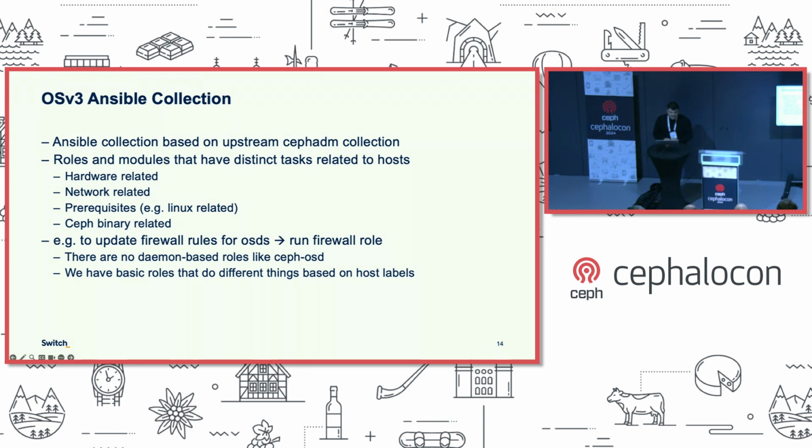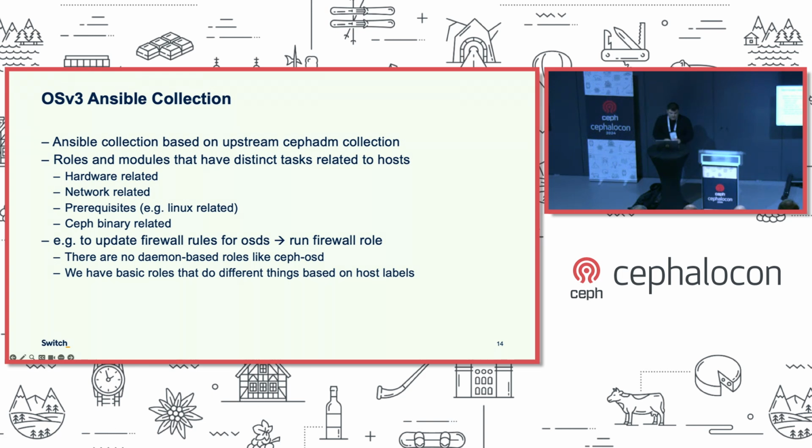This is the first repo. This is the OSv3 Ansible collection. We are heavily, as you figured out, focused on Ceph ADM. This collection at the start was based on the upstream collection from Guillaume Abrioux from Red Hat. But then we added lots of stuff, and at the end, it became its own thing. So we created our own thing, and we use the upstream Ceph ADM collection as a dependency.